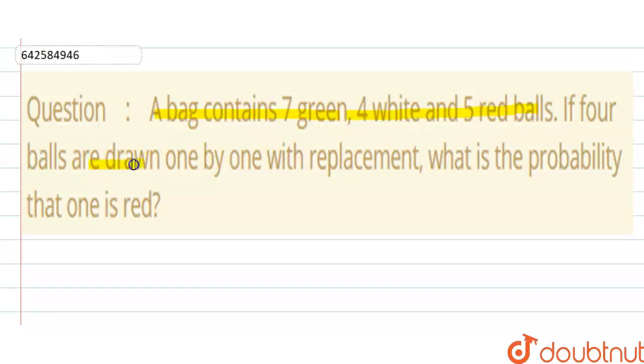A bag contains 7 green, 4 white, and 5 red balls. If 4 balls are drawn one by one with replacement, what is the probability that one is red?